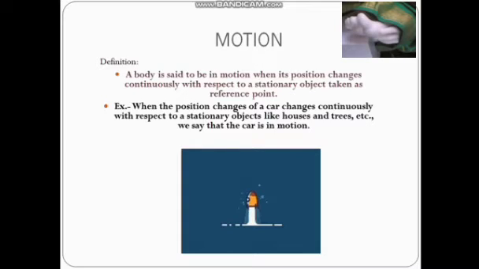If a moving object changes its place with respect to time or any other reference point, then we can say the object is in movement. If the object does not change its position with respect to time, then we say that the object is at rest. So, motion and rest are relative terms. Motion is separately an absolute term.